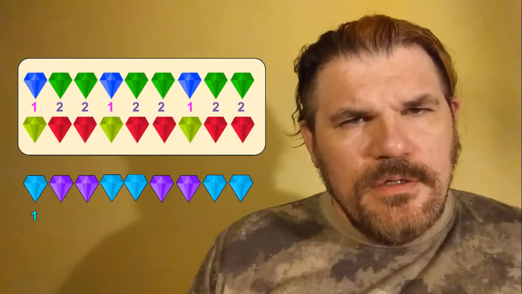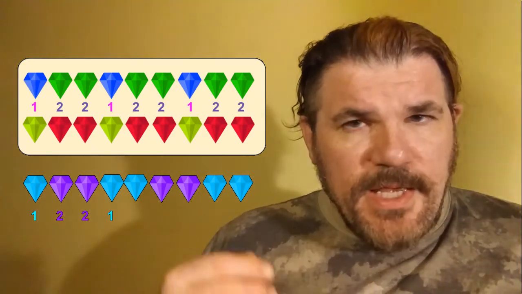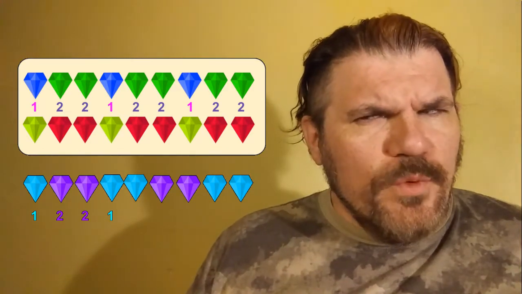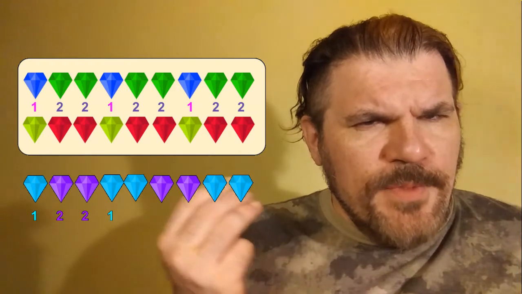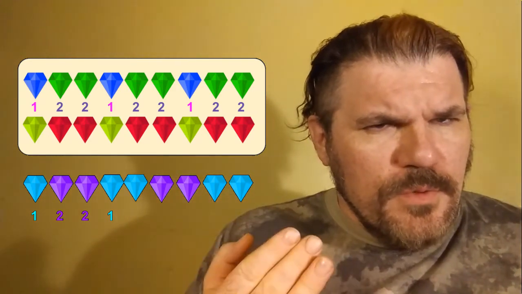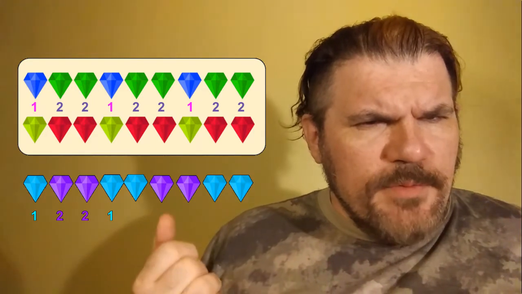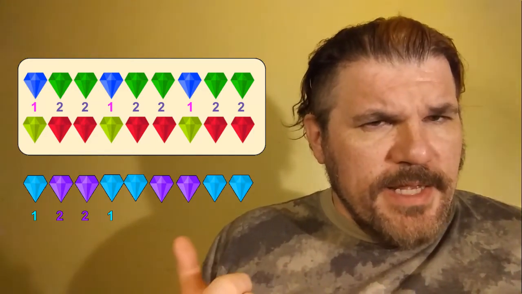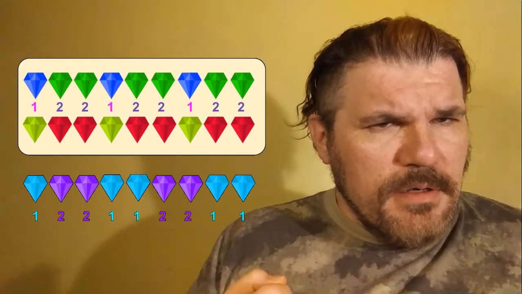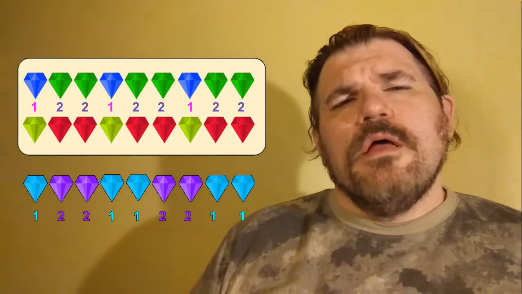It has the first color, the second color, the second color. 1, 2, 2. And then again, 1. Wait a minute. What happens next? What should we say if it were the same pattern, 1, 2, 2, 1, 2, 2? It would be cyan, purple, purple, cyan, purple, purple. But instead we have what? Cyan, purple, purple, cyan, cyan, purple, purple. Huh.